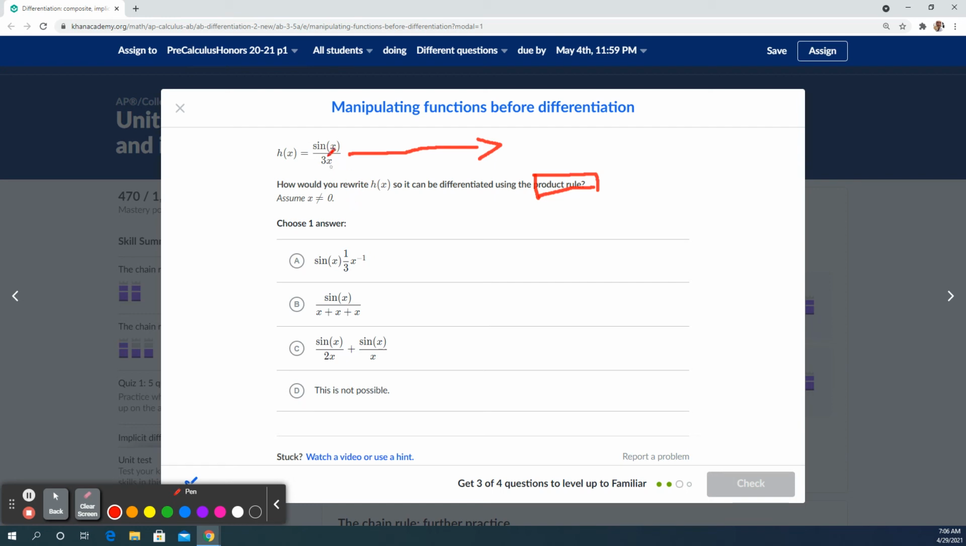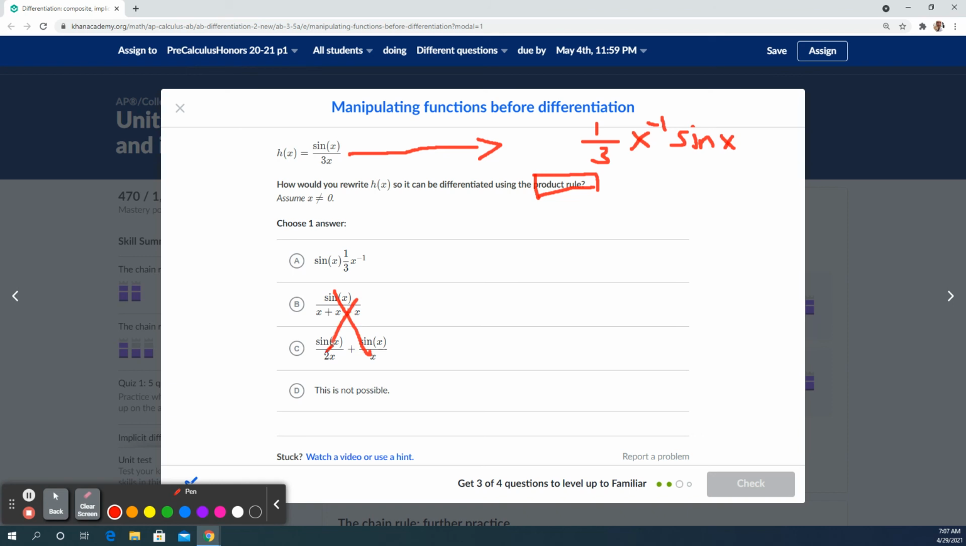The more you do these, the more you'll figure out which ones are easier or not. A couple different ways you can manipulate this, but basically it looks like that x on the bottom is going to have a negative exponent to throw it on top. So I would say it would be like 1/3. I'd pull the 3 out front. The x moves to the top, so that makes it x to the negative 1, and we still have our sine function on top, sine x. So something like this.